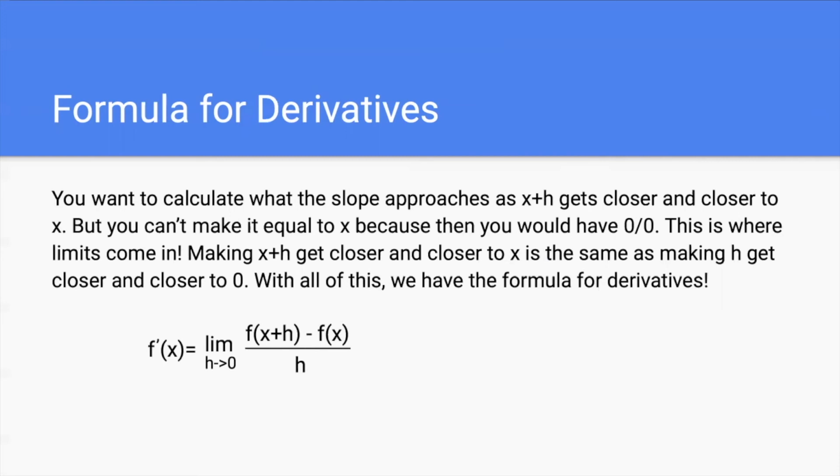And this is equivalent to h getting closer and closer to 0, but you can't quite plug in 0 because then you'll get 0 divided by 0. So this is where limits come in, because remember that this limit means as h gets closer and closer to 0, what does this approach? So this is the formula for derivatives.